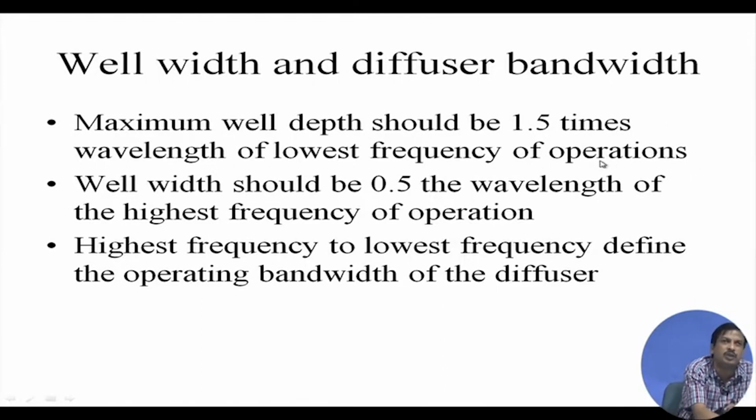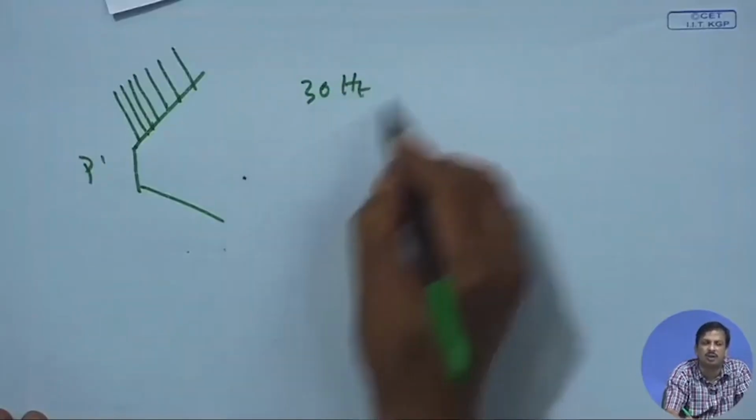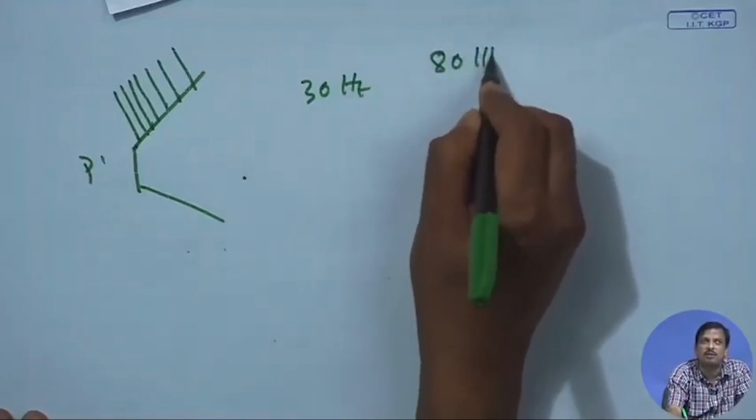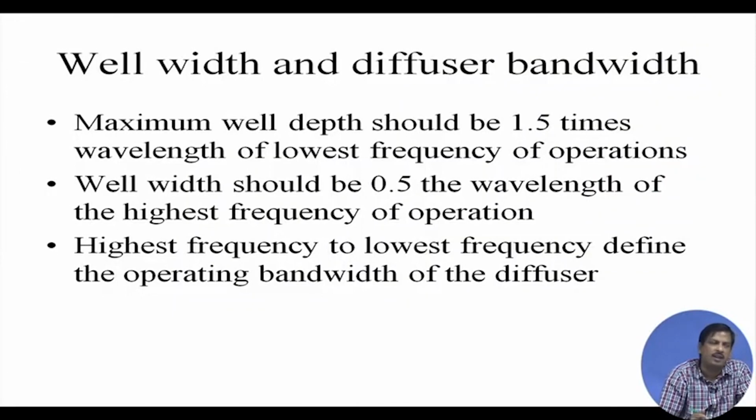If it is a music auditorium, then the lowest frequency is 30 hertz. If it is only a speech auditorium, then 80 hertz is the lowest frequency. So, I know the lowest frequency, then I know the wavelength, and 1.5 times the wavelength will be the depth. Then the wall width should be 0.5 times the wavelength of the highest frequency of operation.